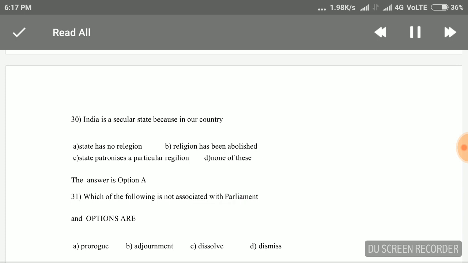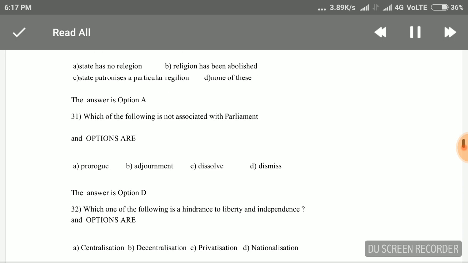31. Which of the following is not associated with Parliament? Options are A. Prorogue. B. Adjournment. C. Dissolve. D. Dismiss. The answer is option D.